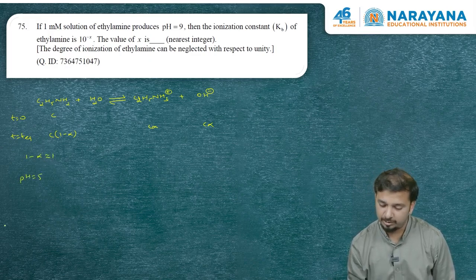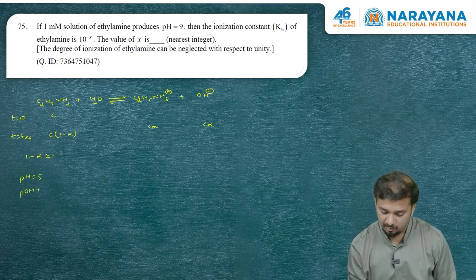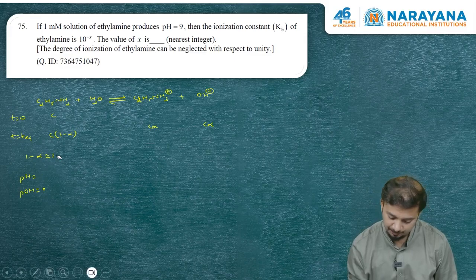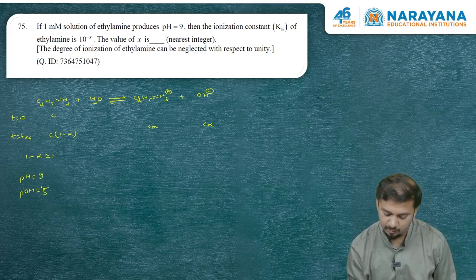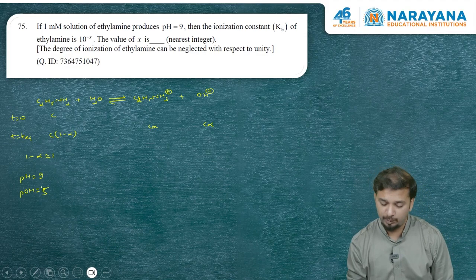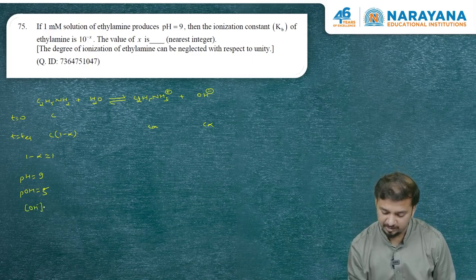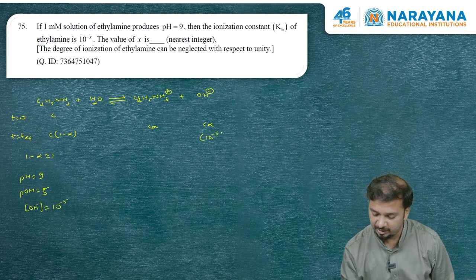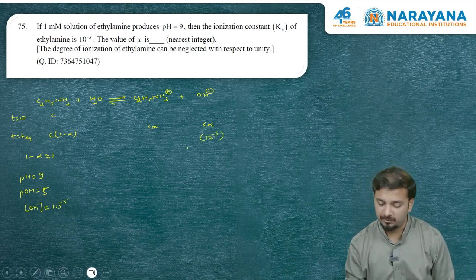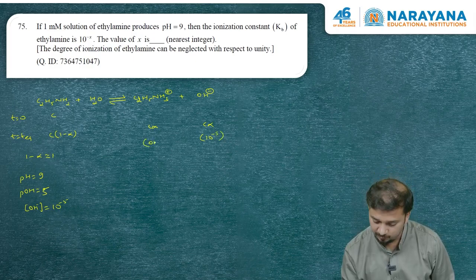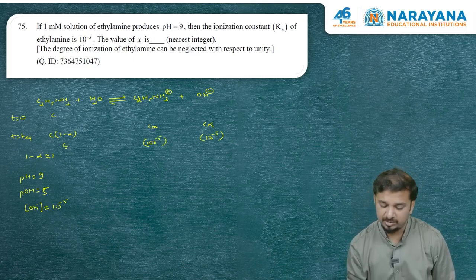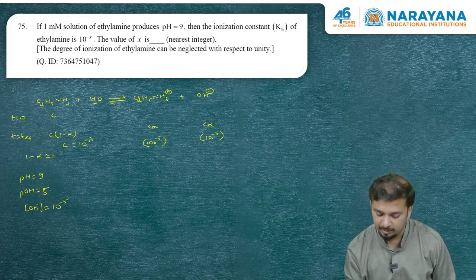Now, pH is given as 9. So at room temperature, pOH will be equal to 5. If pOH is 5, it means the OH- concentration is 10 to the power minus 5, which means C alpha is nothing but 10 to the power minus 5. So the concentration of C2H5NH3+ will also be 10 raised to the power minus 5, and the concentration of ethylamine, which is C, will be equal to 10 raised to the power minus 3.